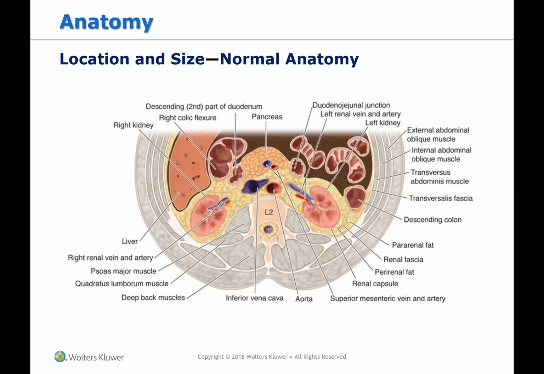Here's a transverse image of the kidney. You can see here the renal artery and vein going into the renal sinus there on each side. You can see there's a lot of the renal fascia, there's pararenal fat around to protect the kidney there. And then the renal capsule. So the body really tries to protect these critical organs.